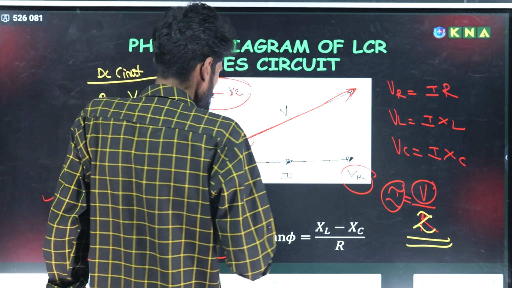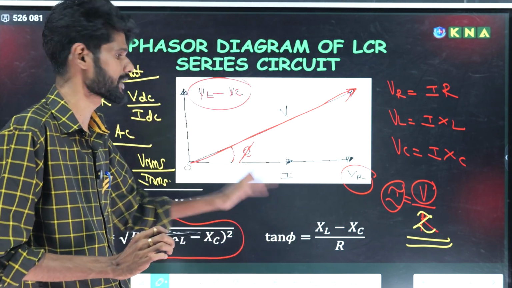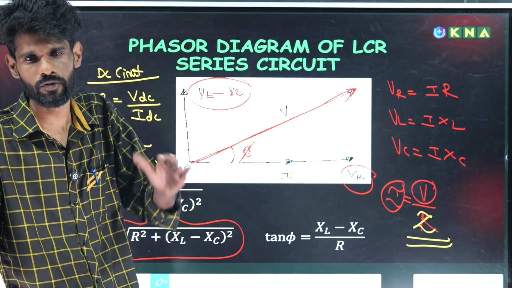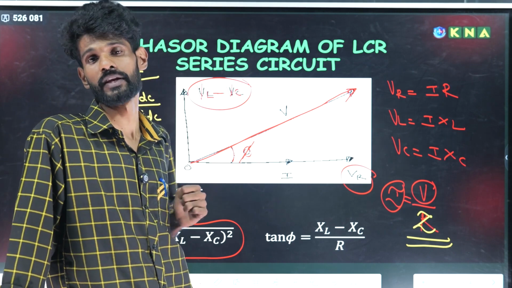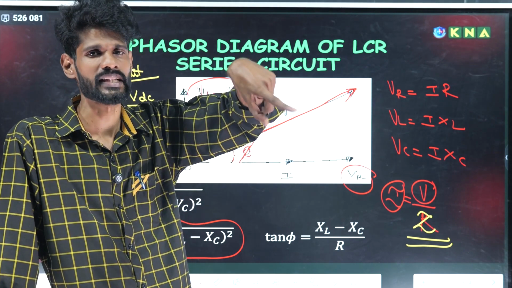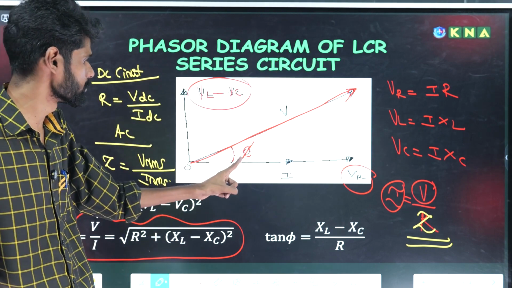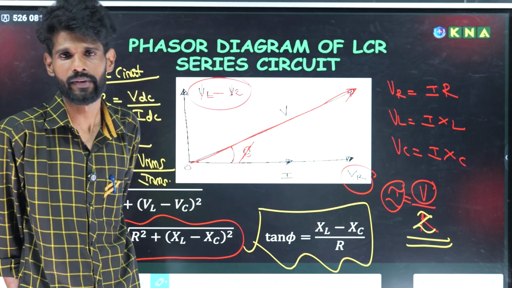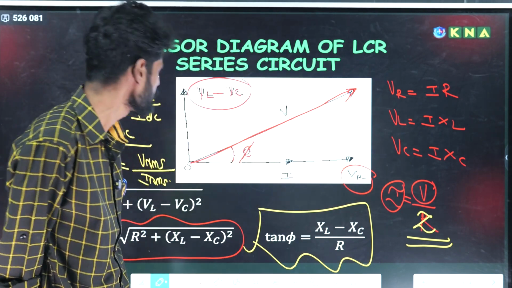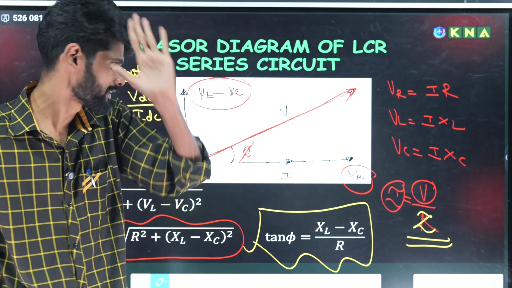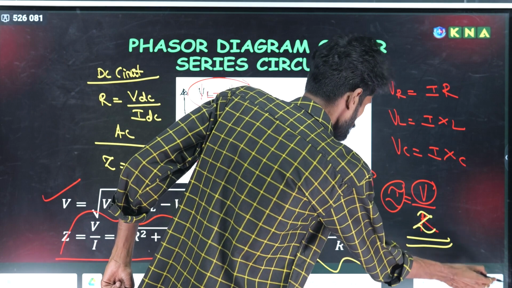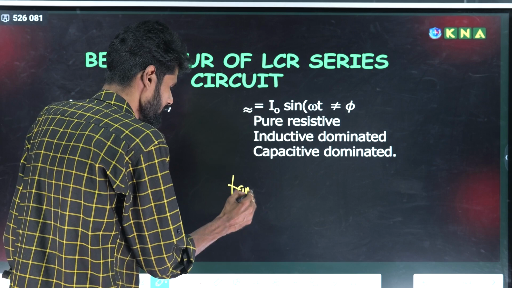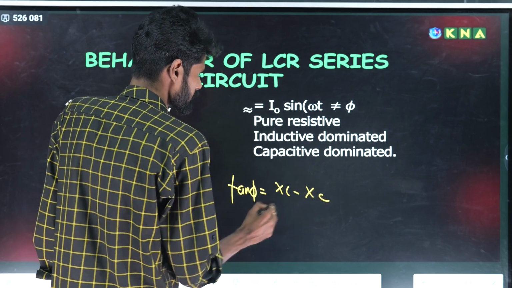Now what is phi? Here phi is the angle between net voltage and current in an LCR series circuit. For a pure inductive circuit and a pure capacitive circuit, the angle between voltage and current is pi by 2. For a pure resistive circuit, that is 0. For an LCR circuit, that angle is phi. Tan phi is equal to XL minus XC divided by R.